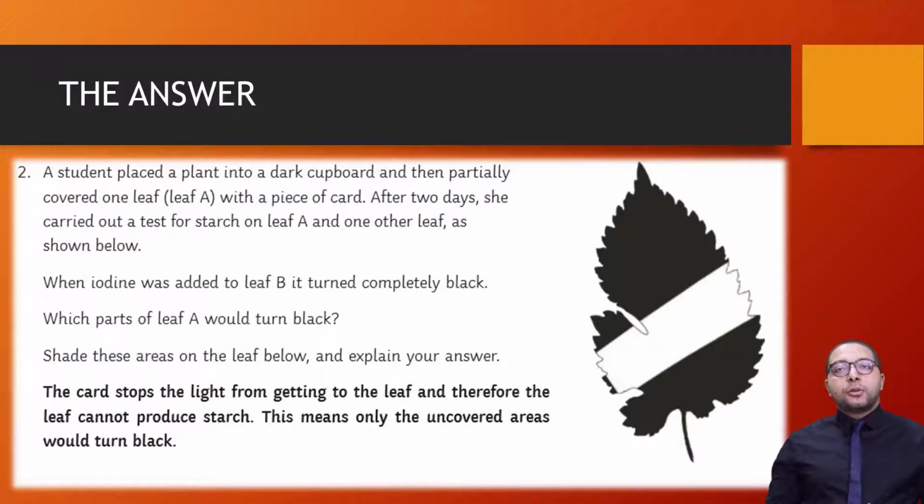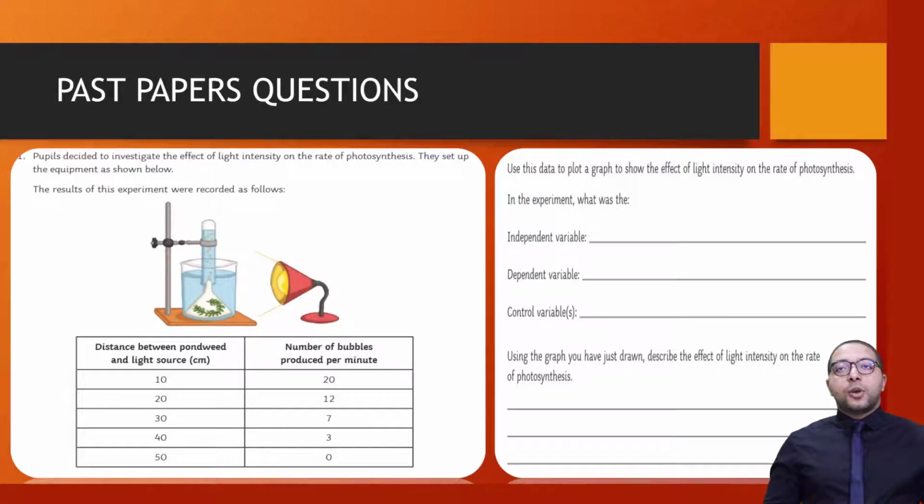Perfect. The part which was covered by the card stopped the light from getting to the leaf, and therefore it cannot do photosynthesis, and therefore it cannot produce starch. So this part is not going to have any starch and is not going to turn black, while the other part of the leaf is going to turn black due to the presence of starch and due to the process of photosynthesis.